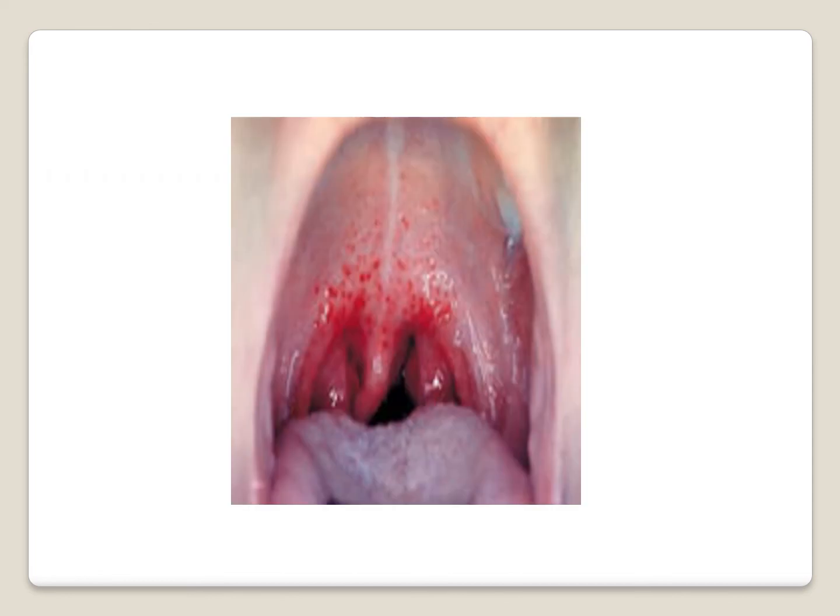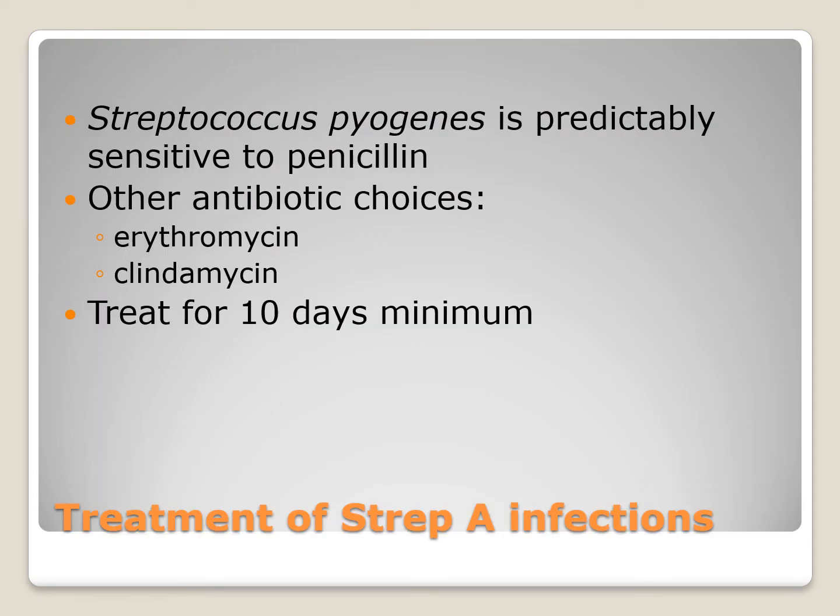People that have strep throat often have a throat that has red or white patches. The treatment of strep throat is penicillin. Streptococcus pyogenes is universally susceptible to penicillin. However, if your patient is allergic to penicillin, the second choice would be erythromycin, and finally the third choice of antibiotic would be clindamycin. So like I said, Streptococcus pyogenes is predictably sensitive to penicillin, so we don't need to do susceptibility testing. We just don't need to because we know it's always going to be universally susceptible to penicillin.